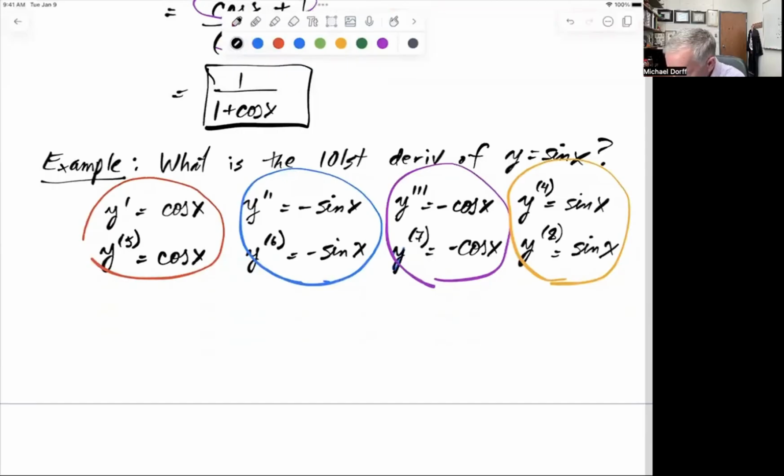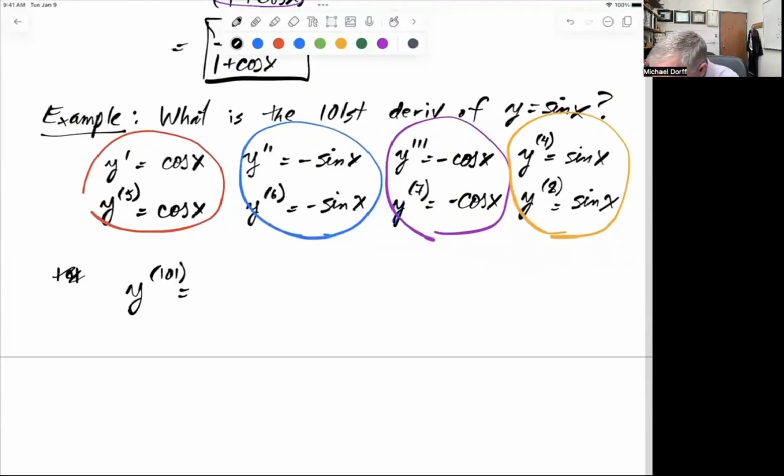So when I do the 101st derivative, what do I get? Well, let's see, the 101st derivative, let me write it this way. So y to the 101st derivative is going to be the same thing if I just keep reducing it by 4. So in other words, it's going to be dividing 101 by 4 and looking at the remainder. So 101 divided by 4 is the same thing as the first derivative. All right, because 101 equals 25 times 4 plus 1.